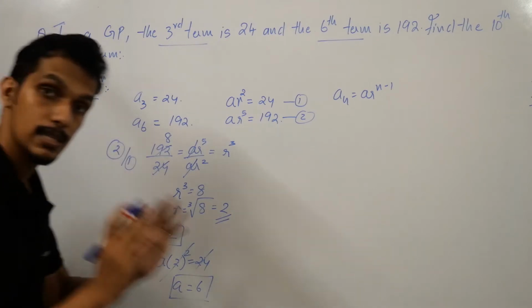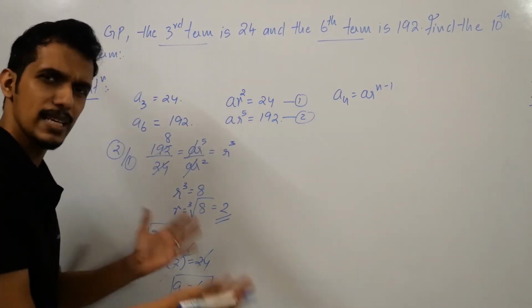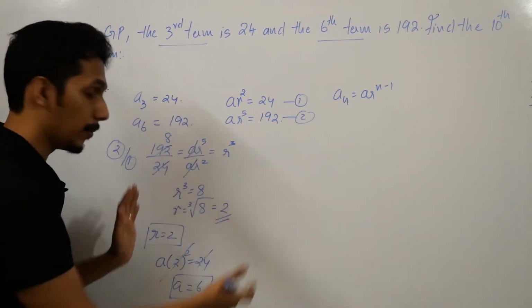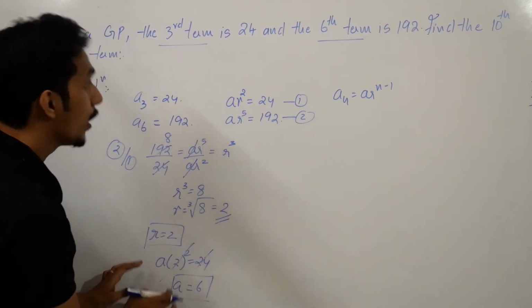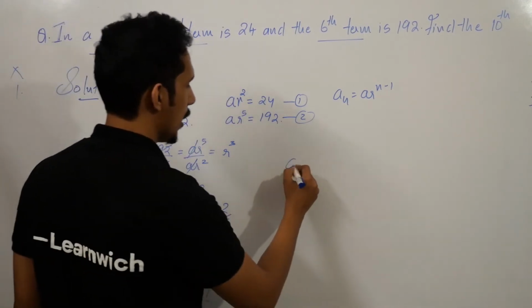So for such terms, how do you find it? You find it by dividing. It's fairly simple, there is nothing else you can do with this formula. So R is equal to 2, A is equal to 6. You have to find the 10th term, really easy.